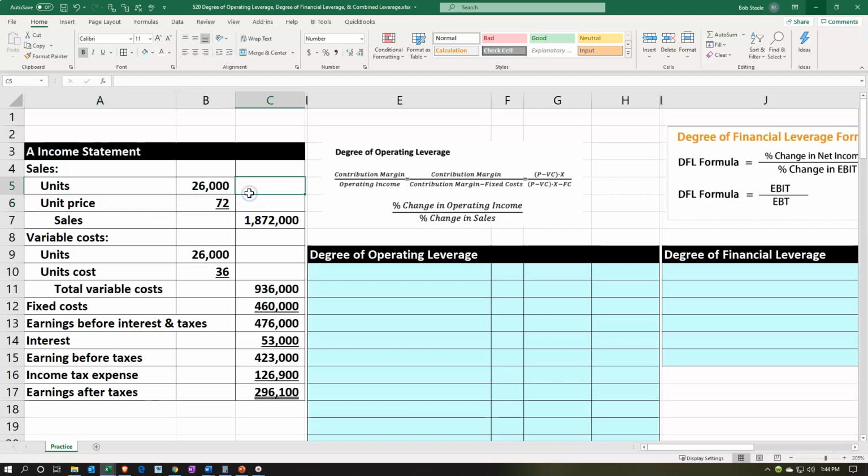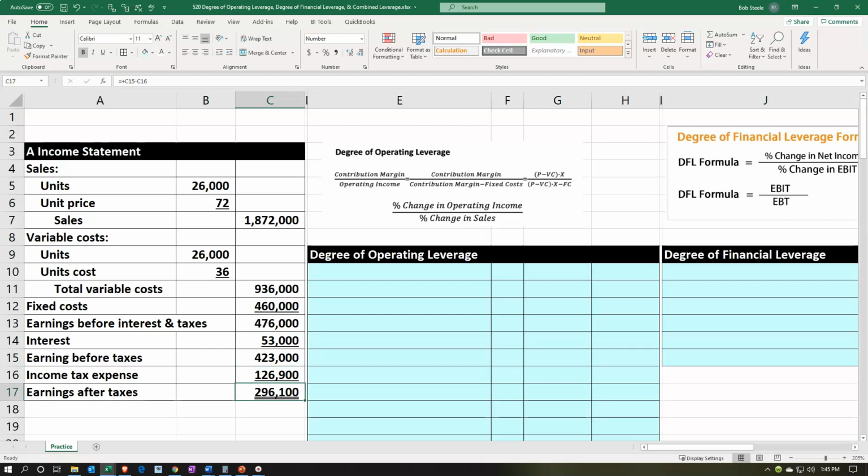So we have a contribution margin format income statement: sales, unit price. That gives us our total sales, minus not the cost of goods sold, which would be a normal financial income statement, but variable costs, calculated as units times the unit variable cost. That gives us the total variable costs, and sales minus the variable costs gives us the contribution margin. Then we subtract out the fixed costs, and that gives us the operating income. Then we have the interest, which gives us the earnings before taxes, then the income taxes, and earnings after taxes.